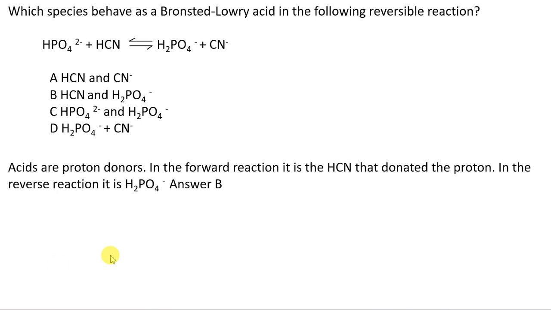Two questions to end with. First one, which species below can act as a Bronsted-Lowry acid in this reversible reaction? I'll pause for a minute.